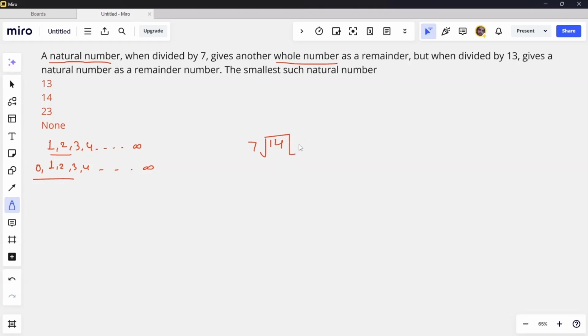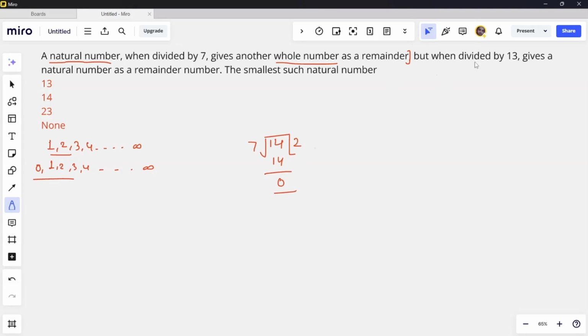So if I divide 14 by 7, the remainder is 0, and 0 is a whole number. The question says a natural number which, when divided by 7, gives a whole number as a remainder. We are getting 0 as the remainder, so the question is correct until here.